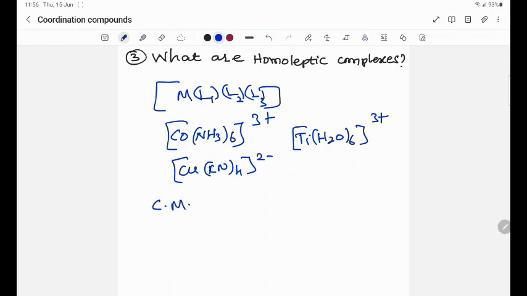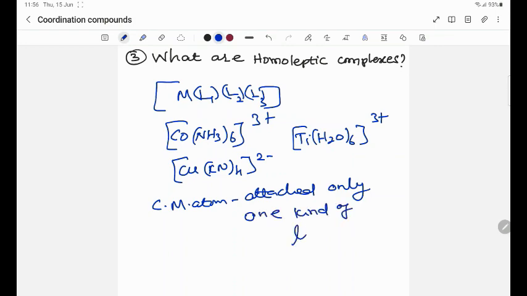Complex in which a metal is bound to only one kind of ligand. The central metal atom is attached with only one kind of ligand.